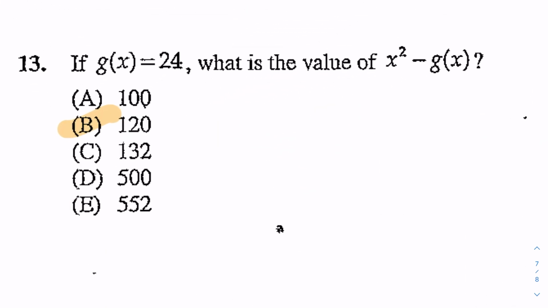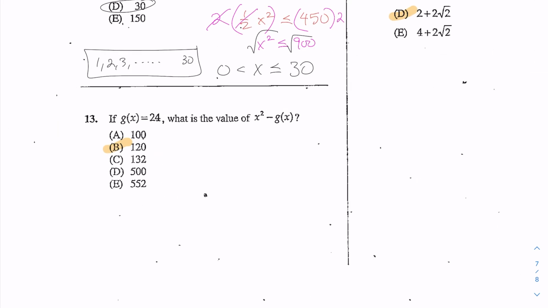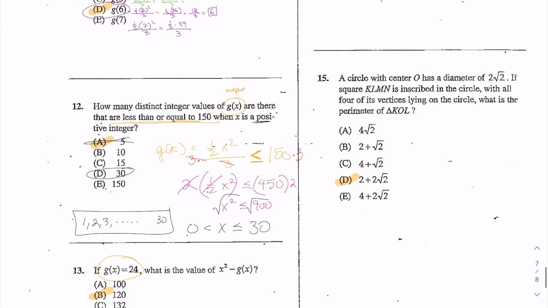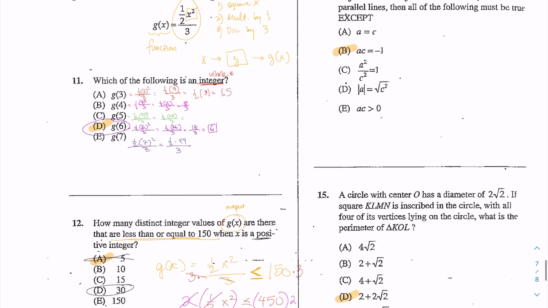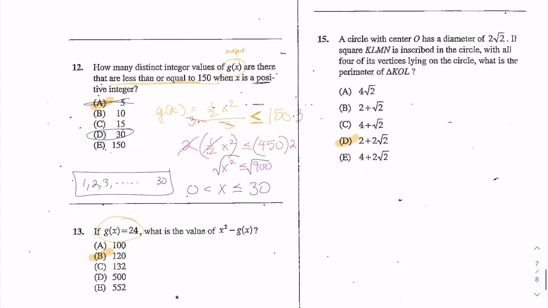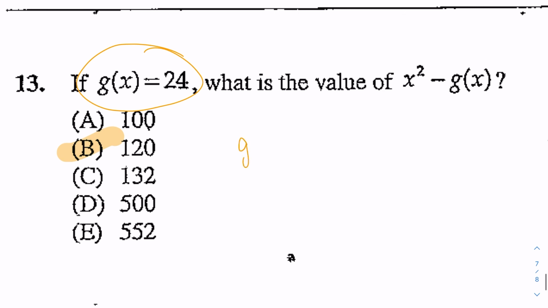All right, next one, number 13. If g of x is equal to 24, what's the value of x squared minus g of x? All right, so g of x is equal to 24. So you set 24 as the output of this. That's 1/2 x squared divided by 3. And set this equal to 24, so this is the output. And you want to know what the input x is.